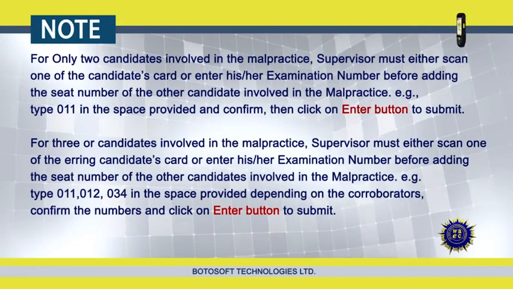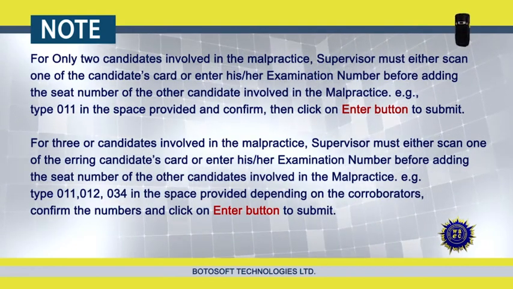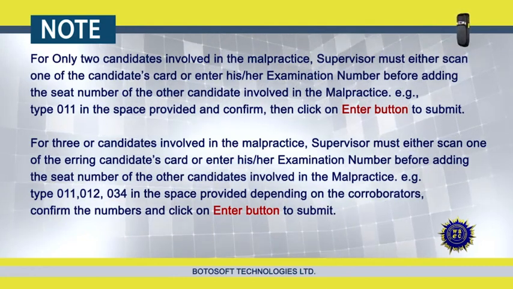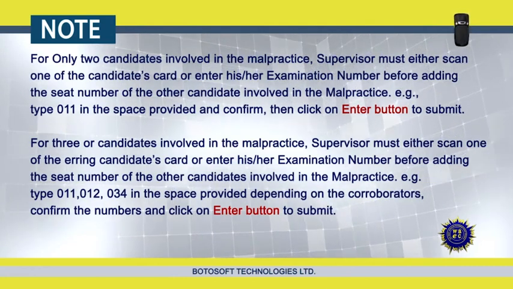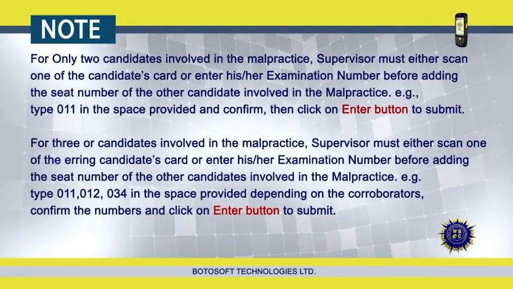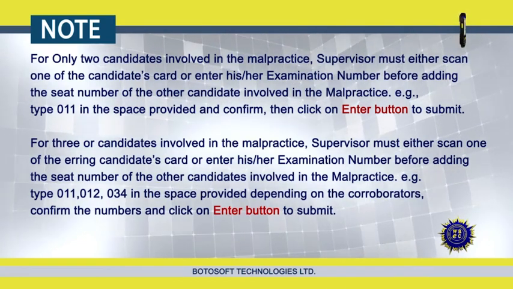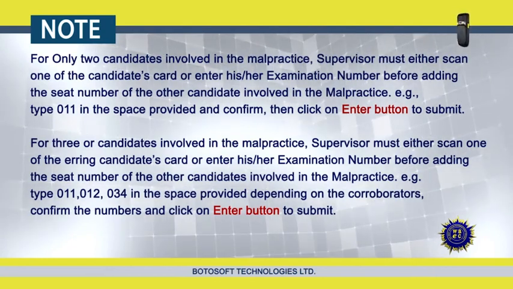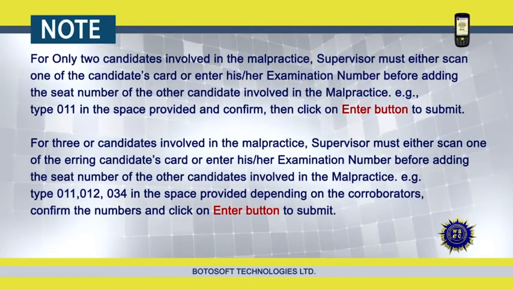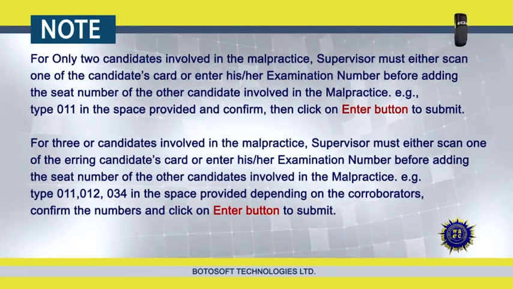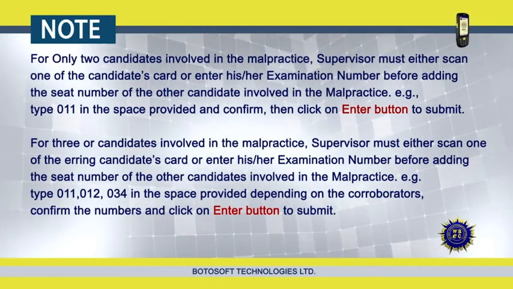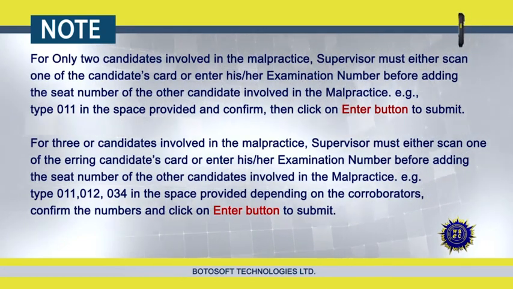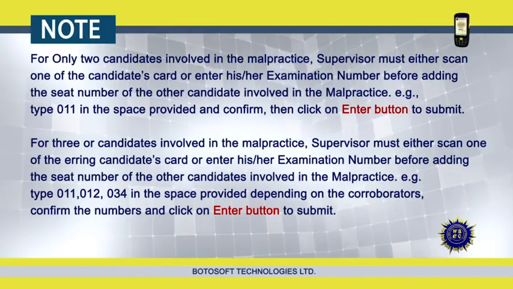For 3 or more candidates involved in the malpractice, supervisor must either scan one of the erring candidate's card or enter his or her examination number before adding the SIT number of the other candidates involved in the malpractice, e.g. type 011, 012, 034 in the space provided, depending on the corroborators. Confirm the numbers and click on Enter button to submit.